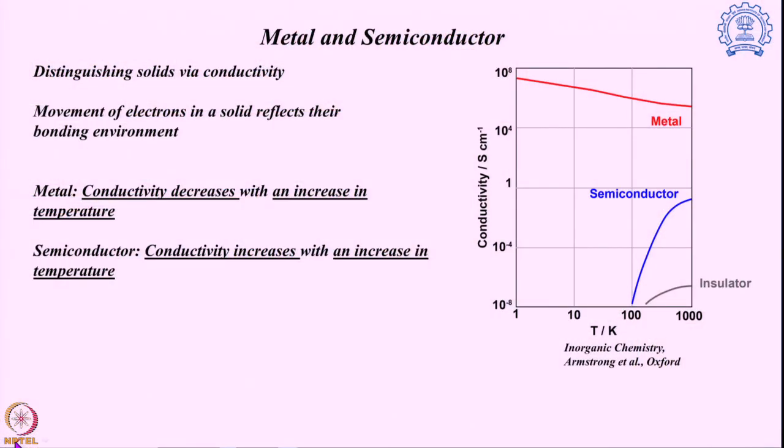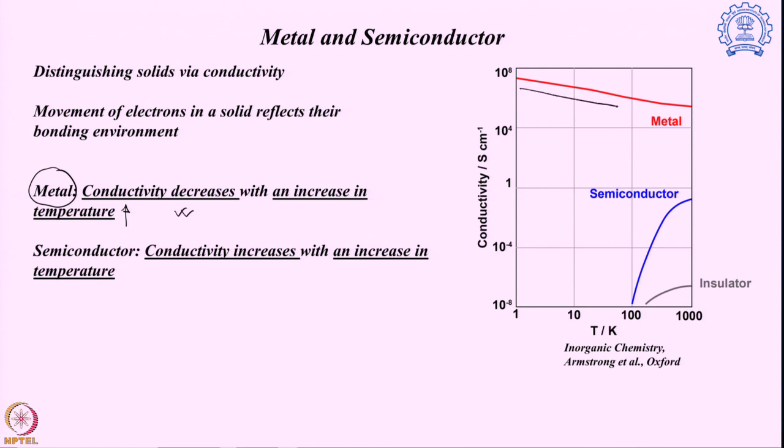Here, I am showing you two different systems which are connected to each other. One is the metal. A metal is defined not by the absolute conductivity value, but by how that conductivity changes with respect to temperature. So a metal is a system whose conductivity decreases as we increase the temperature, which is shown here.